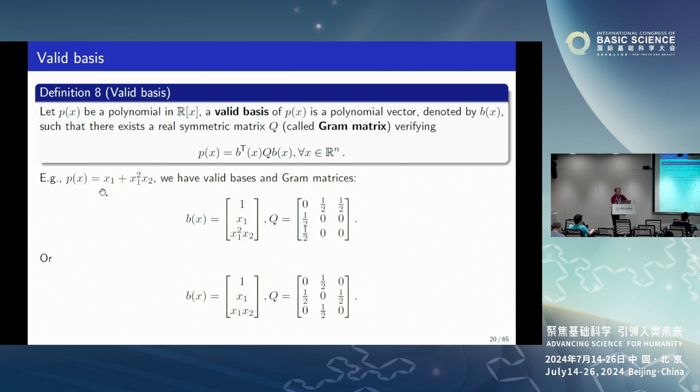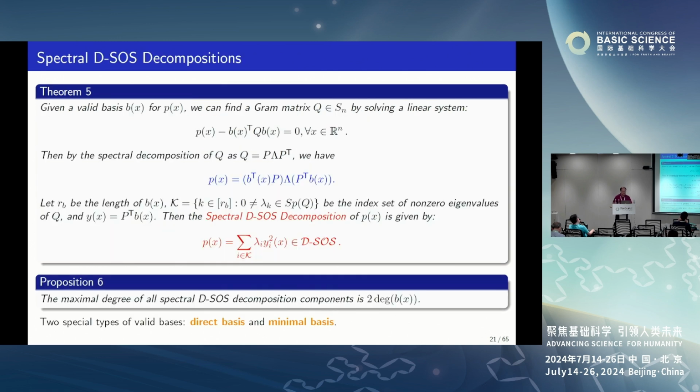So there are some examples. Here is an example of two variables, x1 and x2. The valid basis is not unique. You see we can have some b like that and Q like that, or b like that and Q like that. The degrees of them are not the same. Here the degree is 3, here the degree is 2. We can have many valid bases. But once we get a valid basis, we can use it to construct the decomposition.